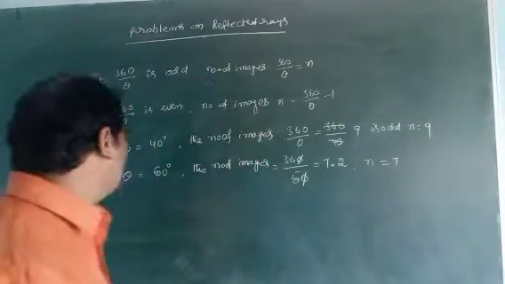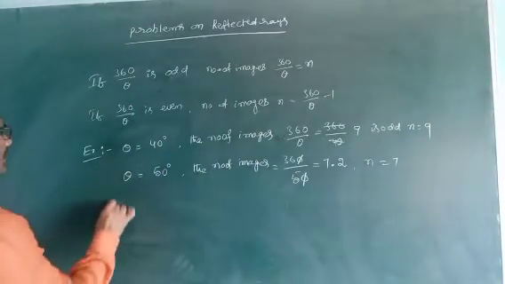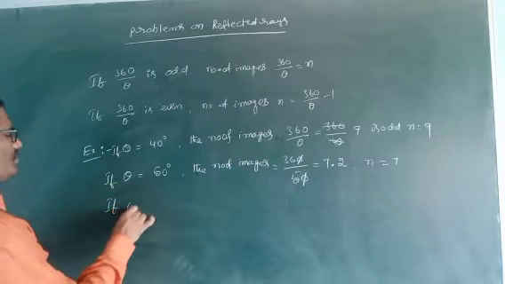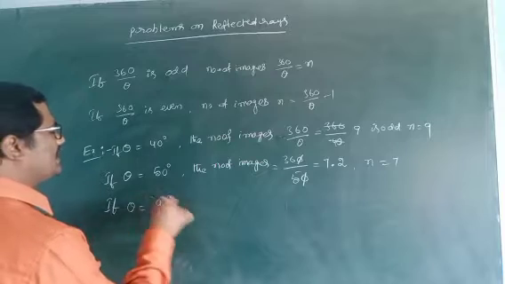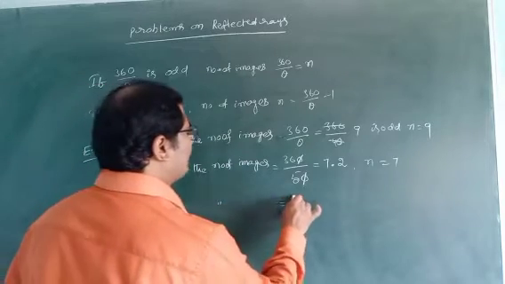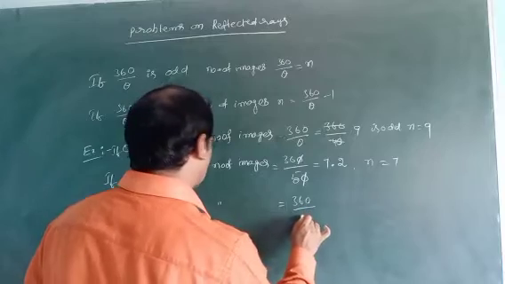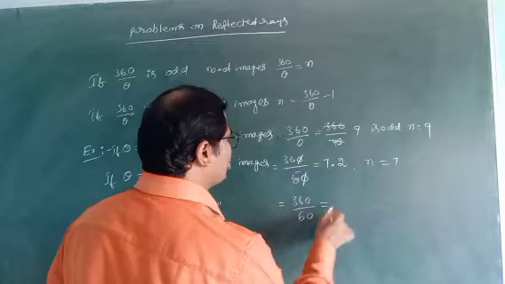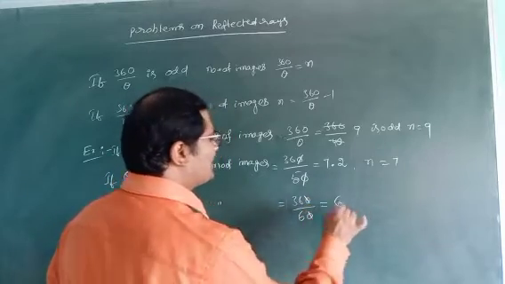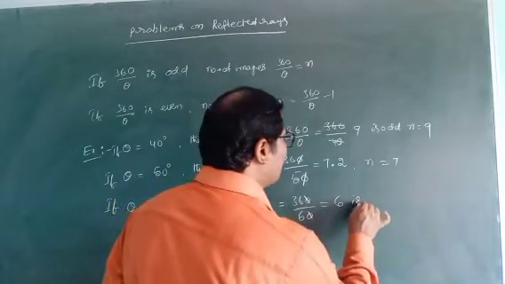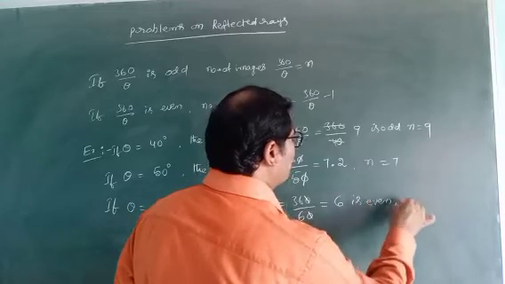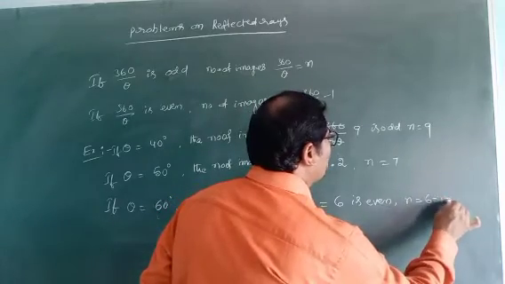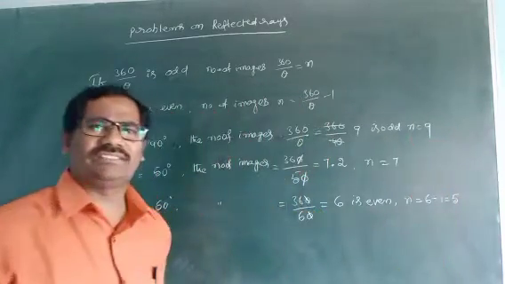If theta is equal to 60 degrees, the number of images is 360 by 60, which is equal to 6. That means 6 is an even number, so the number of images is 6 minus 1, that is equal to 5.